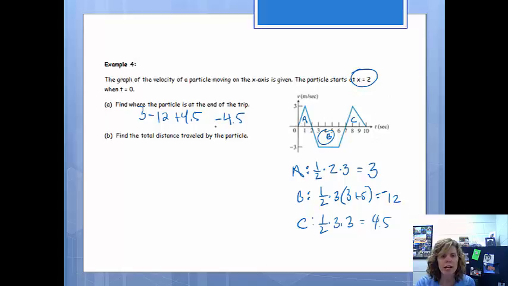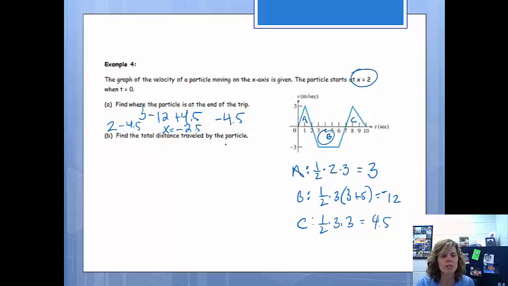But we started at 2, so to figure out where the particle is at the end of the trip, it's going to be 2 minus 4.5, which is negative 2.5. So the particle would be at x equals negative 2.5 at the end of that trip. So it moved further to the left than it did to the right.